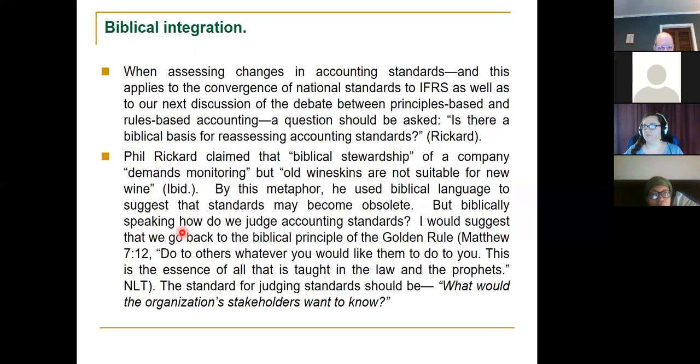But biblically speaking, how do we judge accounting standards? I would suggest that we go back to the biblical principle of the golden rule. Do to others whatever you would like them to do to you. This is the essence of all that is taught in the law and the prophets. The standard for judging accounting standards should be, what would the organization's stakeholders want to know?